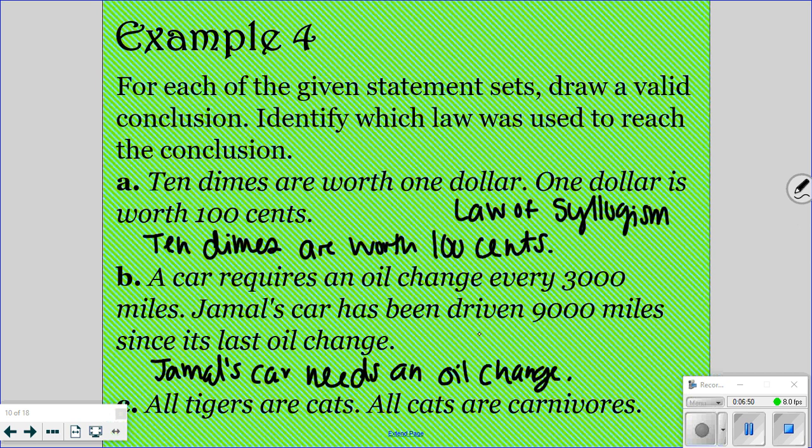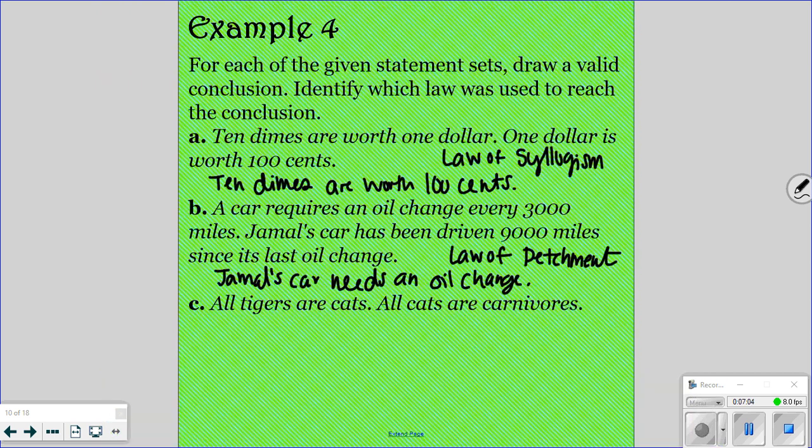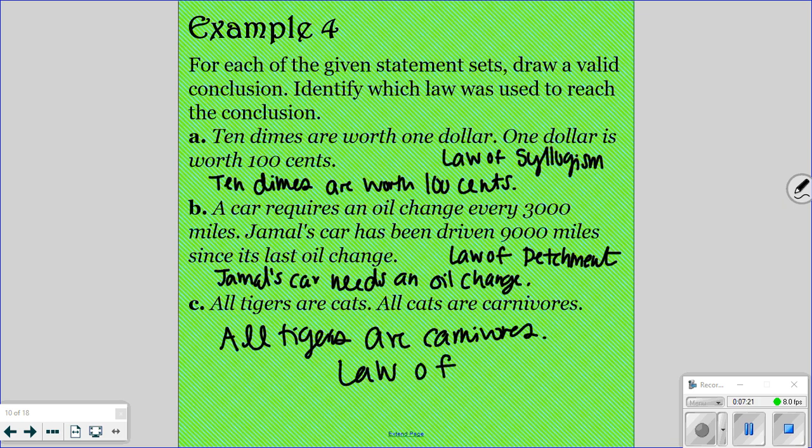And which law did we use here? The law of detachment. Okay, now we're going to look at one more. All tigers are cats and all cats are carnivores. So that means that all tigers are carnivores. And which law is that using? The law of syllogism.